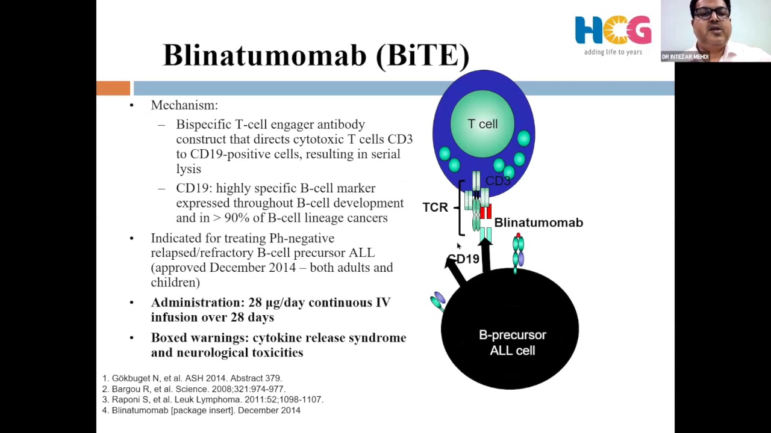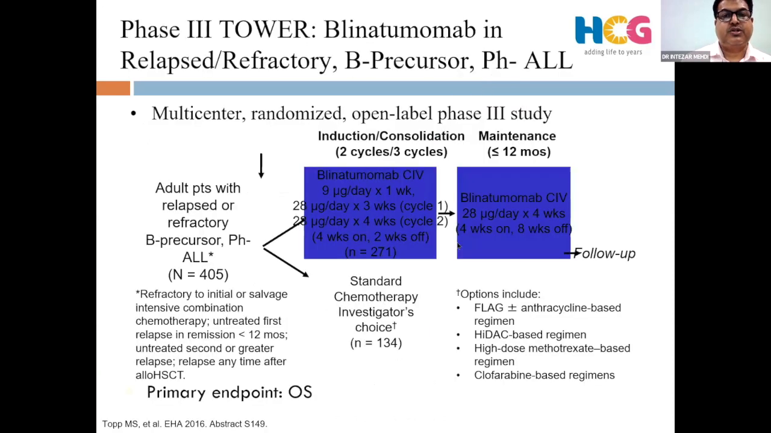Now, Blina has been a big game changer. We all know that this is a bispecific T cell engager antibody. It is an anti-CD19, and it has been approved since 2014, about 11 years ago, for both adults and children with non-Ph positive B cell ALL. And this is used as a continuous IV infusion for 28 days, and it causes side effects. The most important are CRS and neurological toxicity.